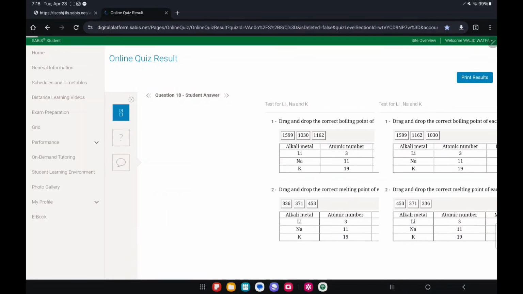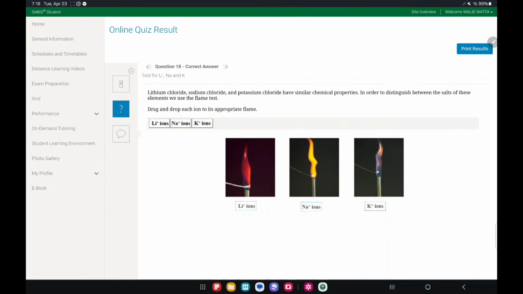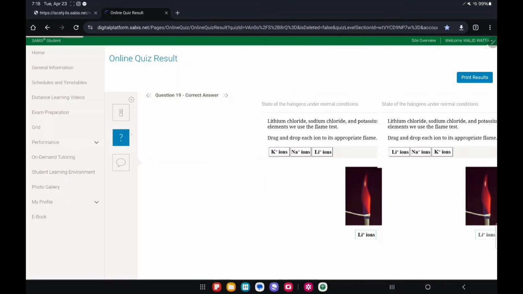Question 18, it's not the last one, still more. You guys know the flame tests, and the flame tests, you memorize them. The red one always goes to lithium, yellow goes to sodium, and violet or lilac goes to potassium or K. Question 19.